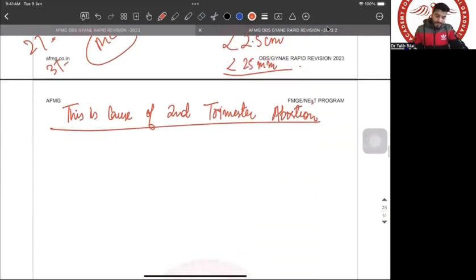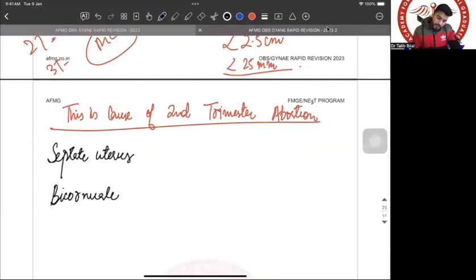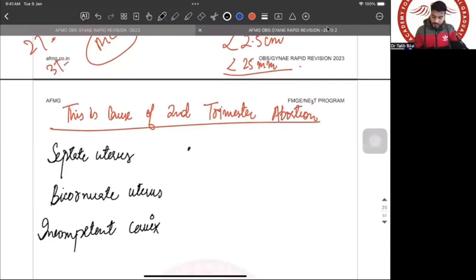Now if I talk about the second trimester abortions, guys, we have a couple of second trimester abortion causes related to the anatomical causes. We have septate uterus, the most common one, we have bicornuate uterus, and we have incompetent cervix.